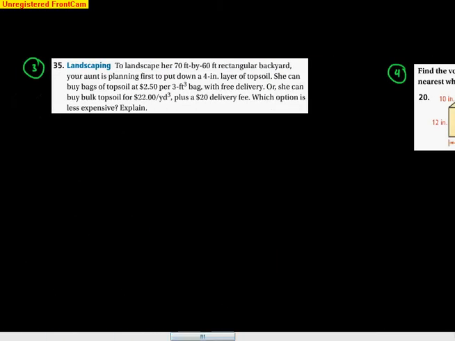Next, we're going to edit this a little bit. We're going to take out the bags part, if you remember this from class. Here you go: to landscape her 70-foot by 60-foot rectangular backyard, your aunt is planning first to put down a 4-inch layer of topsoil. Again, we're taking out the bags, so she's going to buy bulk topsoil at $22 per yard cubed, and she has a delivery fee. How much does it cost?